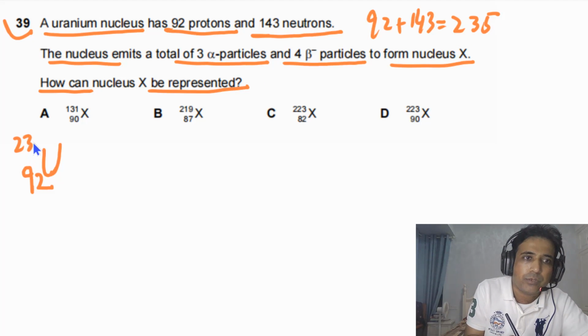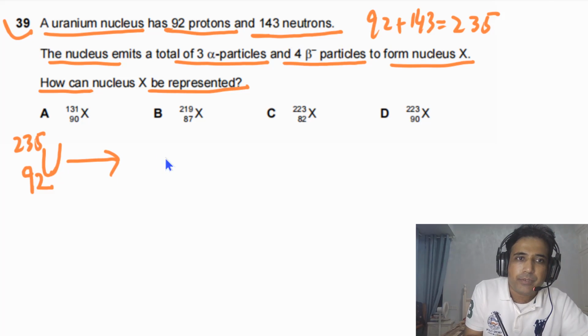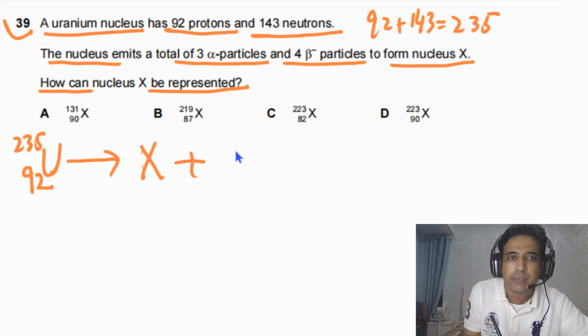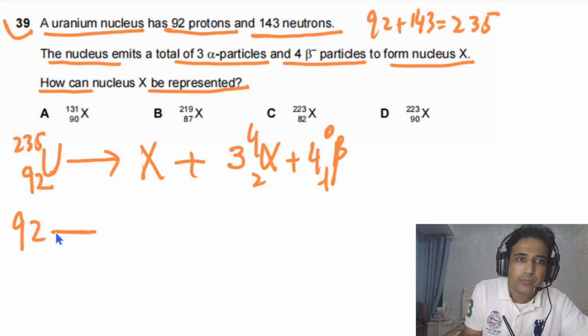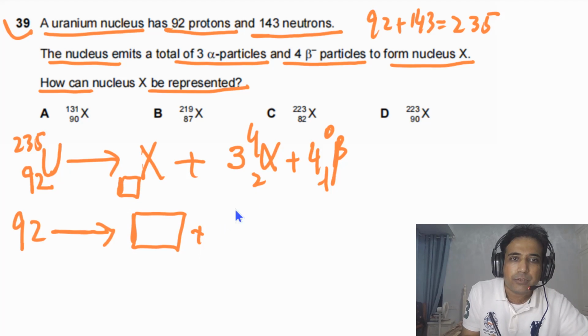So we can write on here 235. It forms nucleus X and it emits 3 alpha particles and 4 beta minus particles. In this case, atomic number has to be conserved. So we can write the atomic number of this one. It emits 3 alpha particles, meaning it will decrease by 6, and then the 4 beta minus particles increase it by 4.